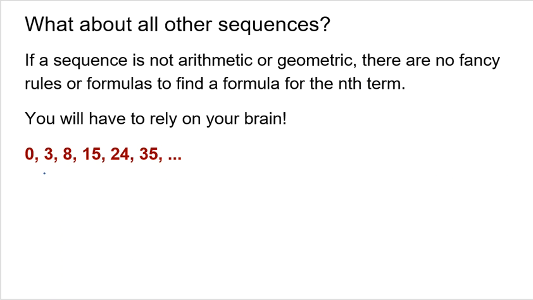So if we look at this sequence here, 0 is the first term. Then it goes up 3, then it goes up 5, then it goes up 7, then it goes up 9. So it's clearly not arithmetic, because in arithmetic it goes up by the same number every single time. And it's not geometric either, because 3 divided by 0 is undefined. 8 divided by 3 is 8/3. 15 divided by 8 is not 8/3. I'm not multiplying by the same number each time either. So how do I figure this out?